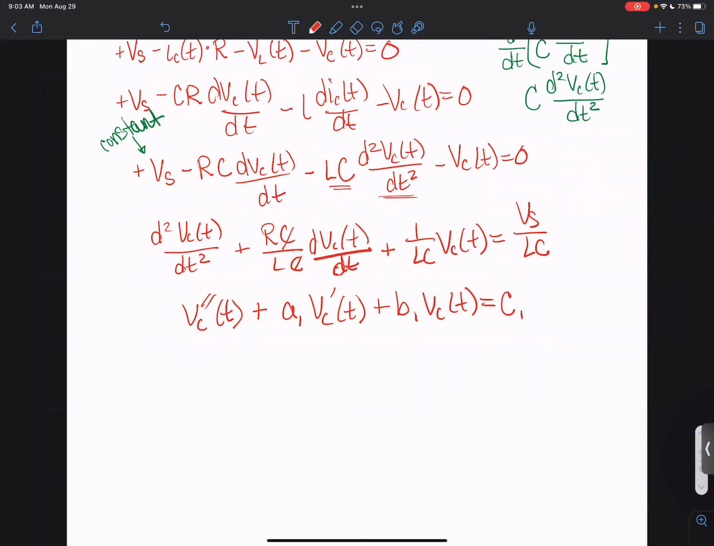So this form is a second order differential equation. And we can see that A1 is R over L, B1 is 1 over LC, and C1 is VS over LC.